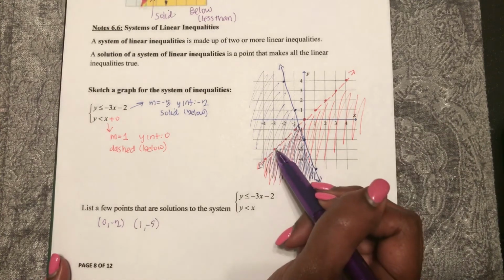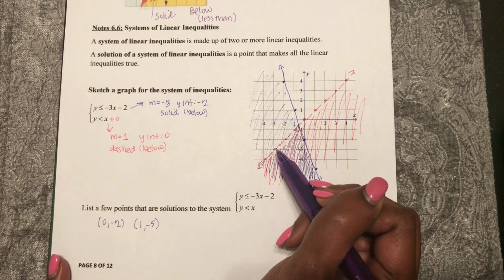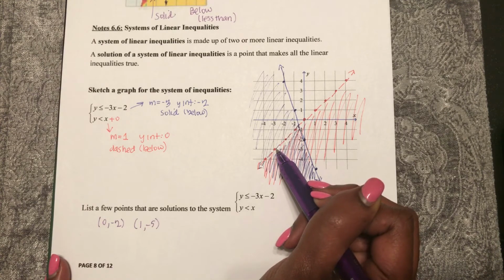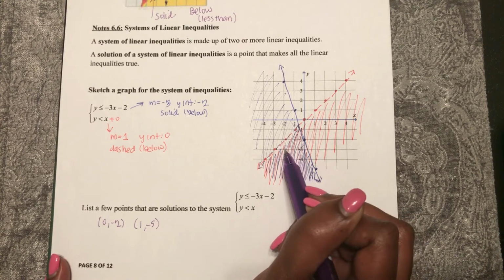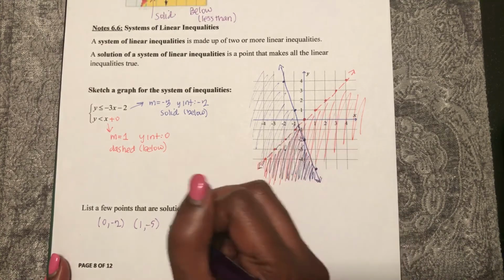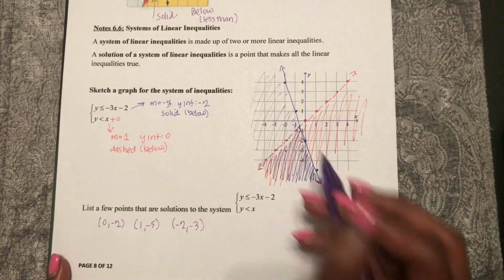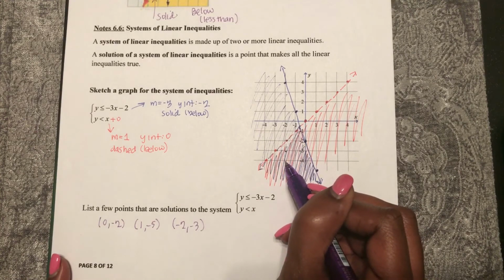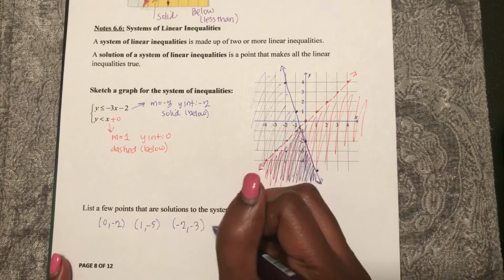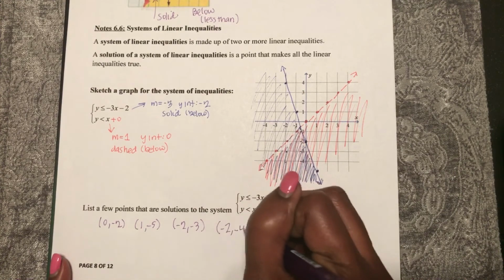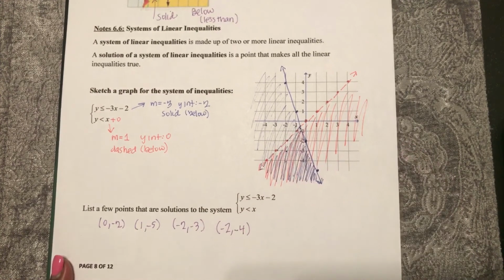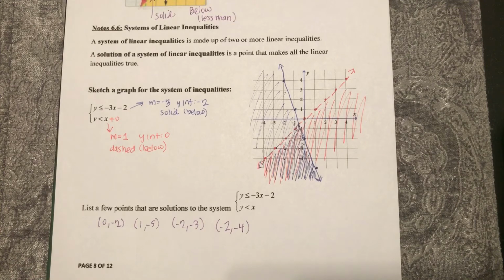What about a point on this boundary line? Nope, cannot include it because it's dashed, but I could include this point in the shaded region, and that point is -2, -3. Let me pick one more. How about this point right here in the double shaded region? -2, -4. All right? And we could continue to pick a bunch of points that are possible solutions.